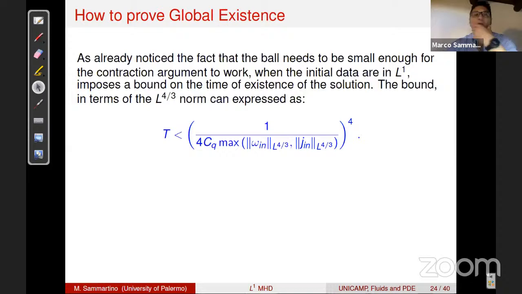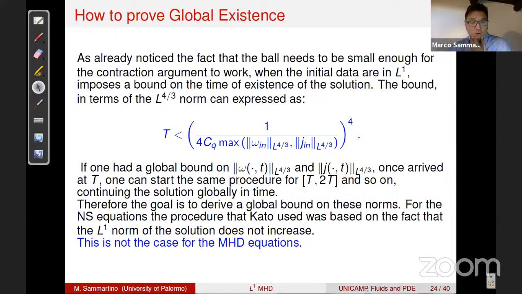An important byproduct of these propositions giving local existence and uniqueness is that you can compute the time of existence in terms of the size of the norm of the initial data in L4/3. It has this expression. It appears to the fourth power, with a complicated constant C_q, so the time of existence is not ghost-like, sorry, it is not lost, but ghost-like, this expression here. Why is it important? If one has a global bound on this L4/3 norm, then morally speaking, once arrived at a small time t, one can start again the same procedure from t, and so on.